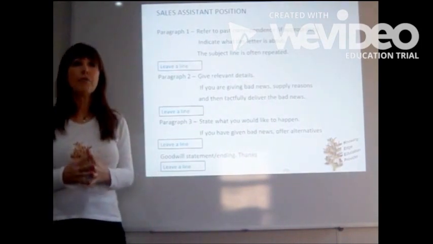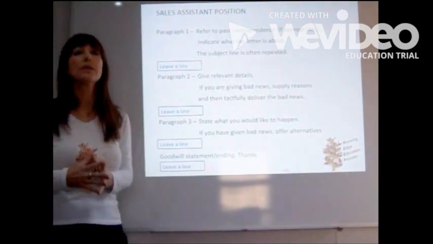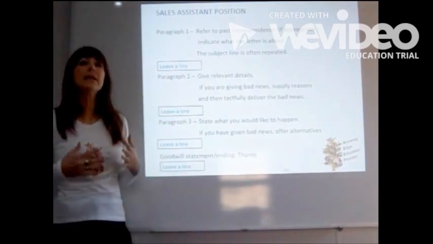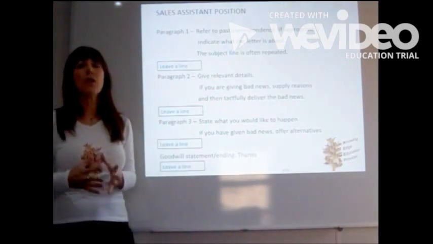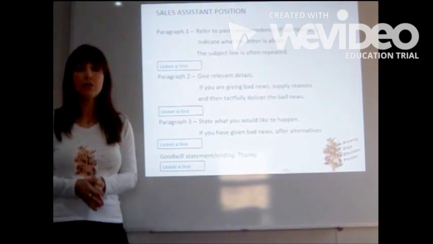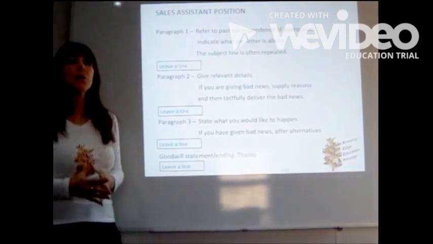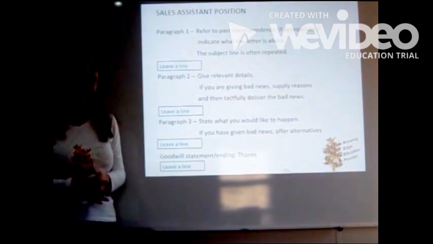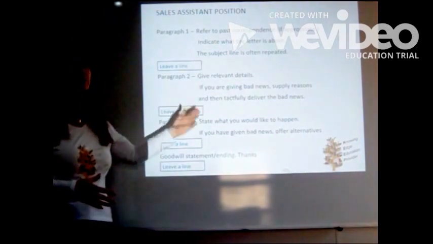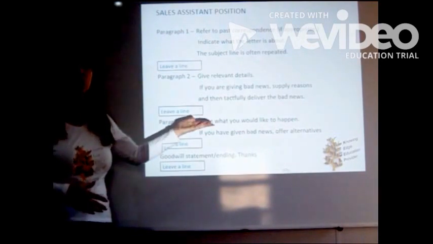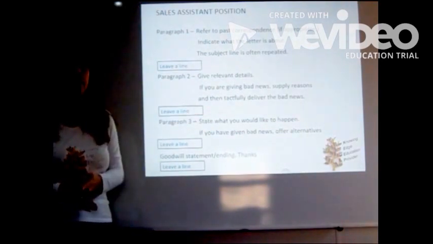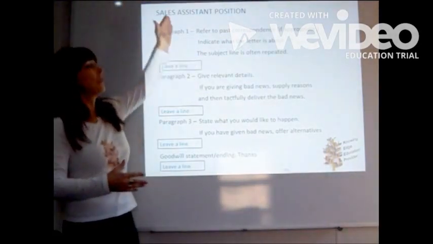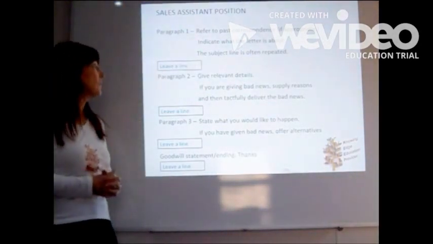It is strongly advised that you plan what goes into each paragraph. Paragraph 1 gives information about what the correspondence is in general. For example, if you were applying for a job, you would say in your introductory paragraph where you saw the advert, and you would say when you saw it and what the position was. The introductory paragraph usually repeats your subject line.